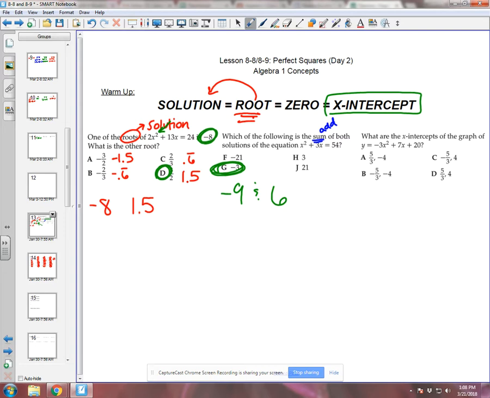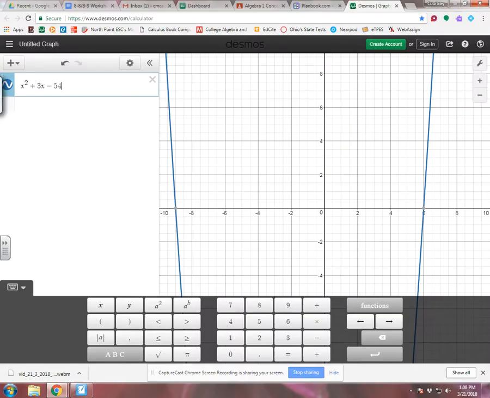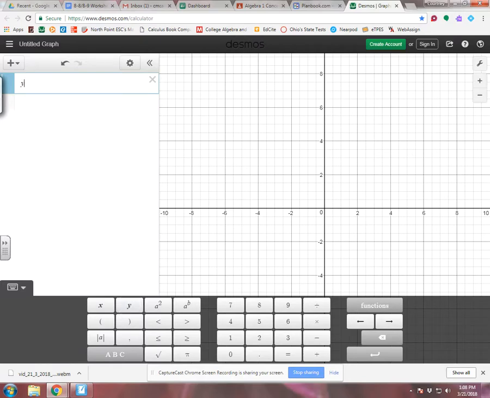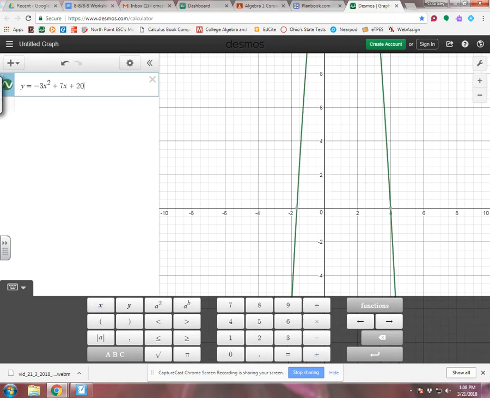What are the x-intercepts? So I'm going to go back to Desmos. I'm going to ask you to read it off to me. What's it say? Negative 3x squared. And then what? Plus 7x plus 20. Okay, does yours look like that? Anybody have any issues with that? It all looks like that, right? Okay, so what are the x-intercepts?